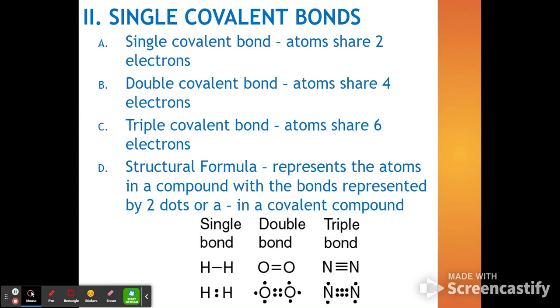Single covalent bond, atoms share 2 electrons. Double covalent bond, atoms share 4 electrons. Triple covalent bond, atoms share 6 electrons.